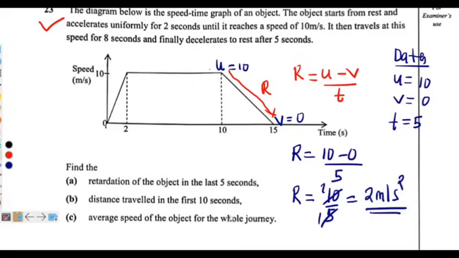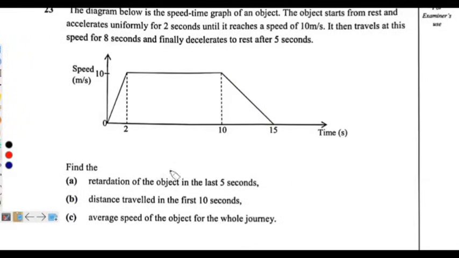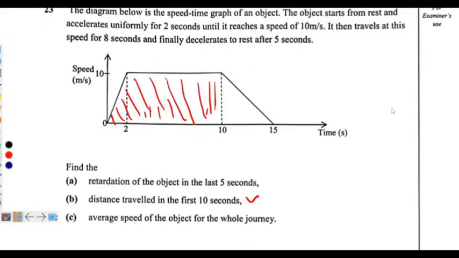Let us now find our question B right here. Alright, so we now come to question B. Find the distance traveled in the first 10 seconds. So the distance that is going to be traveled in the first 10 seconds, we are considering this distance. This is the distance that is going to be traveled in the first 10 seconds. So when you look at this shape that you have, this is the shape that you have right here.